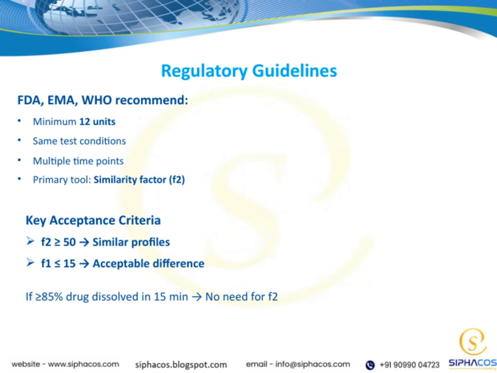Now, looking at regulatory guidelines from the FDA, EMA, and WHO, they all recommend testing at least 12 units under the same conditions, at multiple time points. This ensures consistency and reliability in the comparison. The primary tool for this assessment is the similarity factor, or F2. It's a widely accepted statistical measure to compare dissolution profiles and determine similarity. Overall, these criteria and guidelines help us ensure our formulations are consistent and meet regulatory expectations.